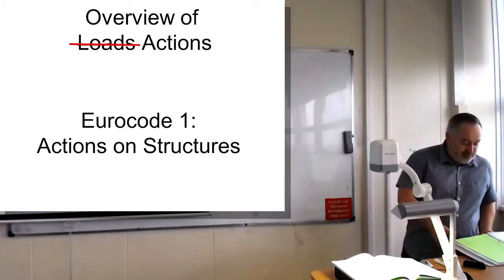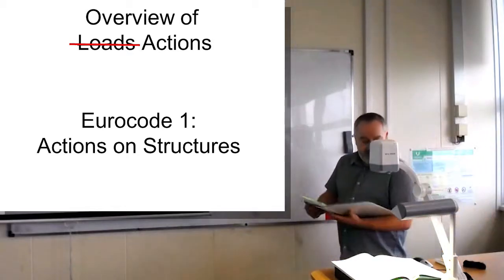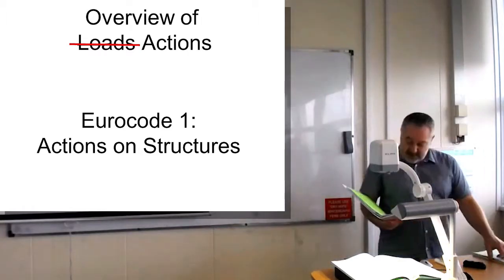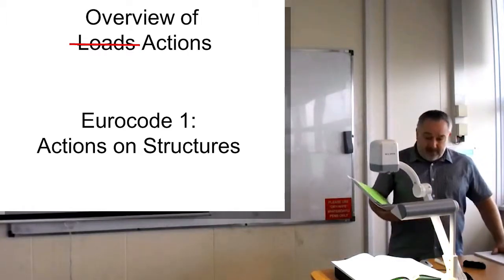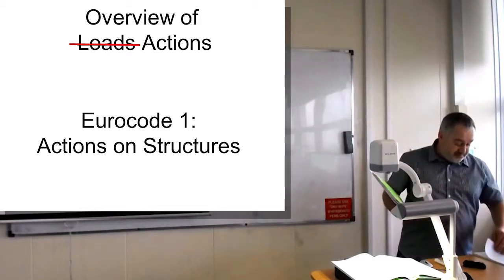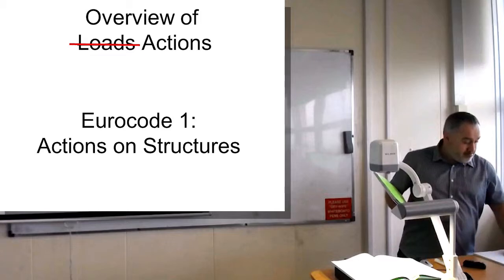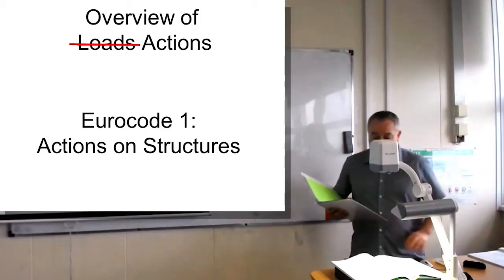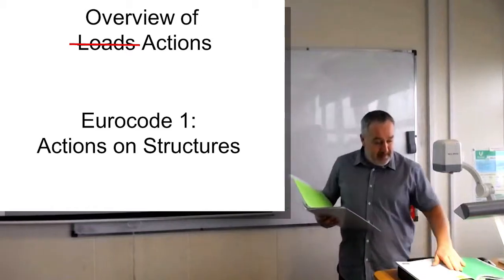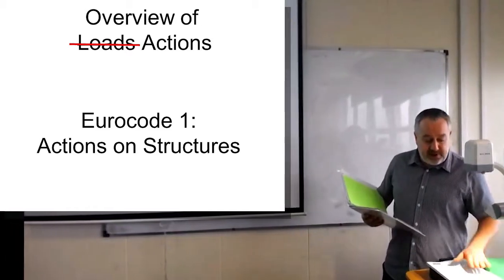Okay, Eurocode 1. So we're on page 8 of our handout. And in terms of if you wanted to flick to the actual Eurocode, it's after a couple of green pages. Again, it starts with the national annex.